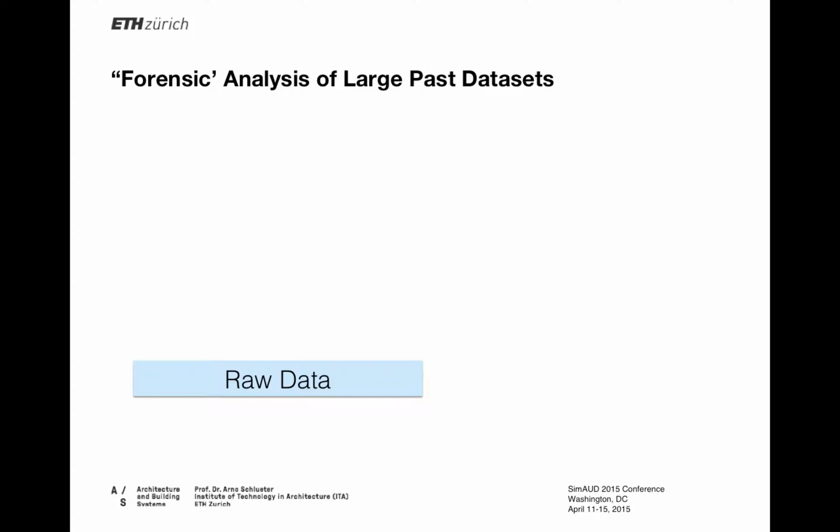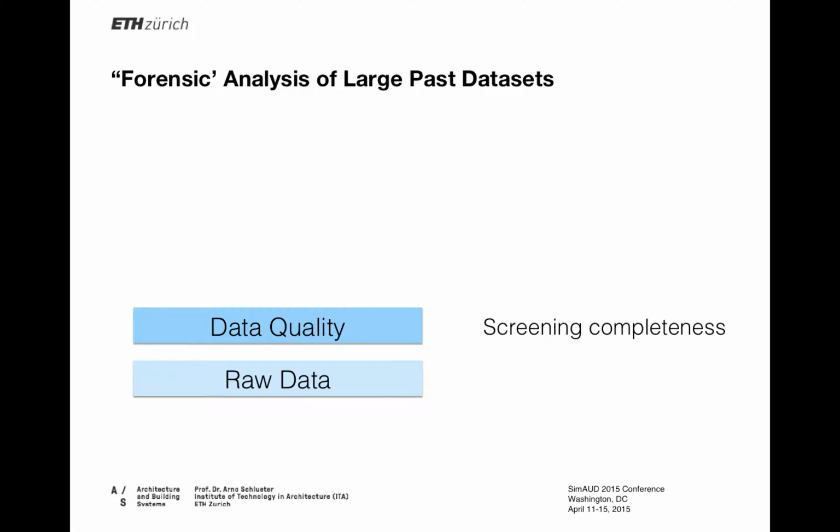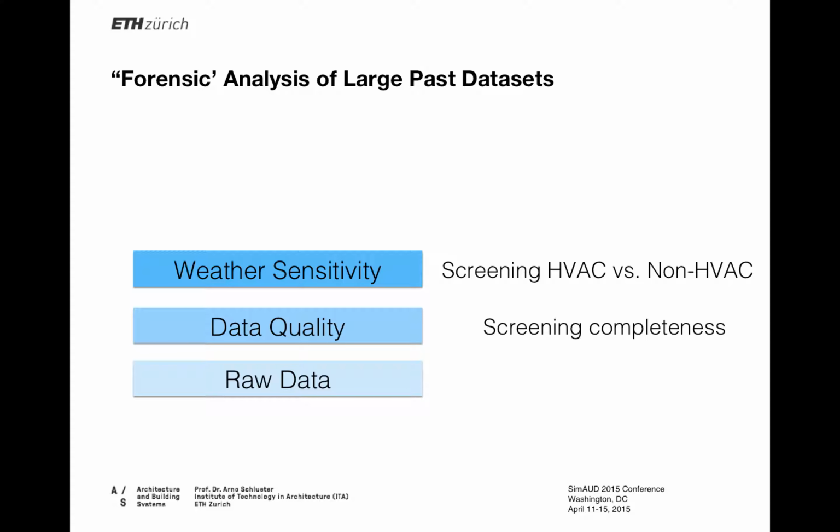So in this paper, I'm looking at a more automated way to understand the data: how much can I understand from the data without doing a lot of these more labor-intensive processes. I call this a forensic process of analysis of large past data sets, or an ad hoc analysis. What we do is we take the raw data and apply various filters. The first filter is a data quality filter to understand the completeness of the data set. The second filter is a weather sensitivity filter to screen HVAC versus non-HVAC loads.